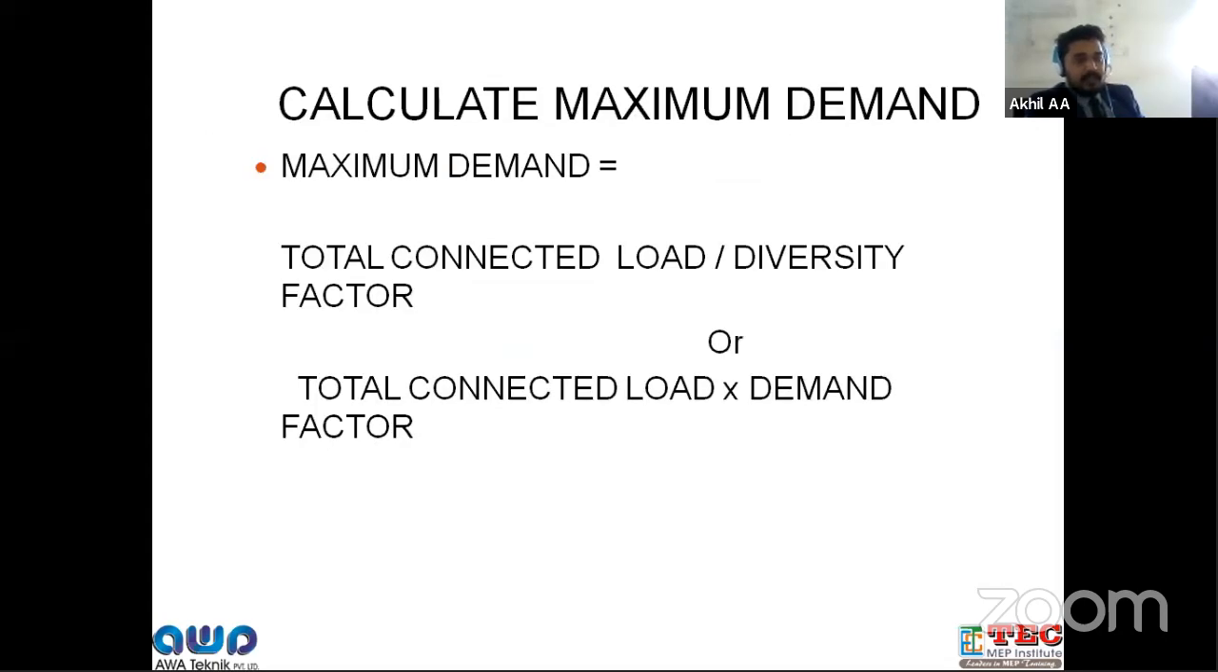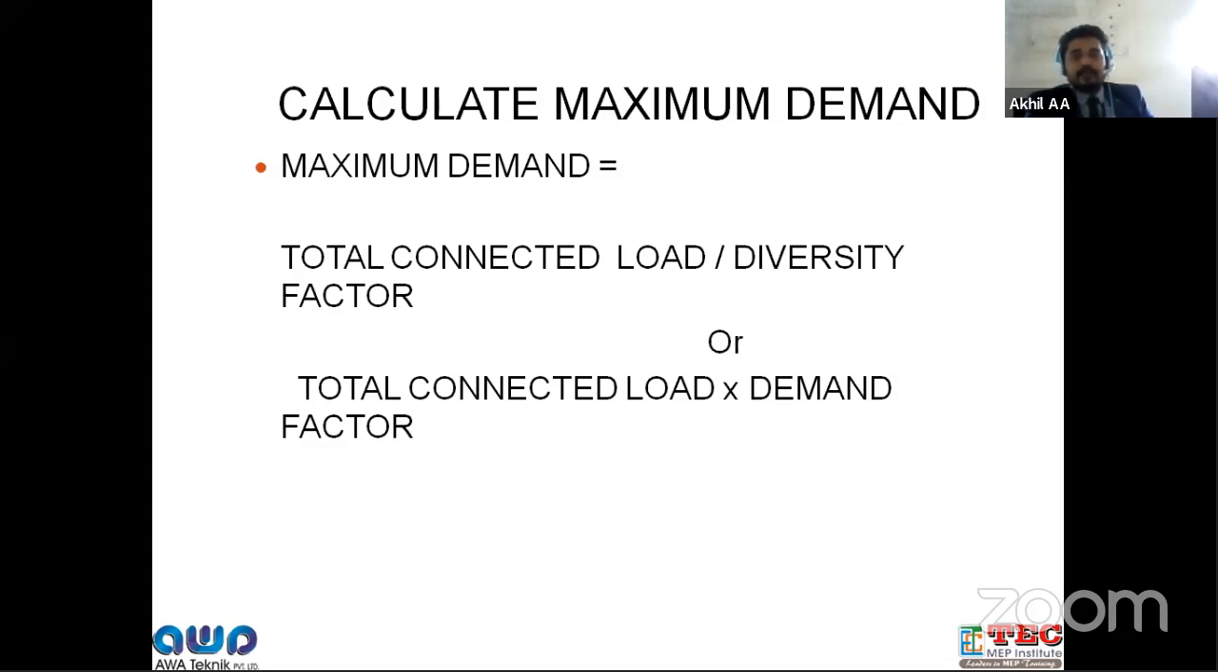Then after getting the total load, you need to calculate the maximum demand. The calculation of maximum demand is total connected load divided by the diversity factor, or total connected load times the demand factor. There are two factors. Some countries may be using only the demand factor. Demand factor will be less than 1. It is like a percentage of the demand we are using. Maximum demand is the peak load we are using at a time.